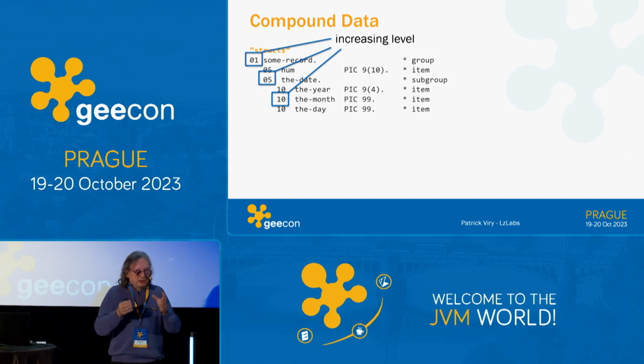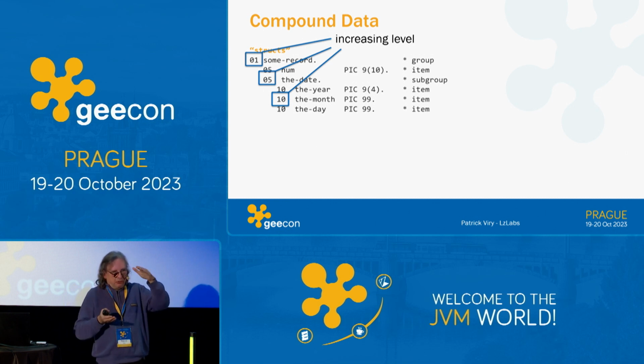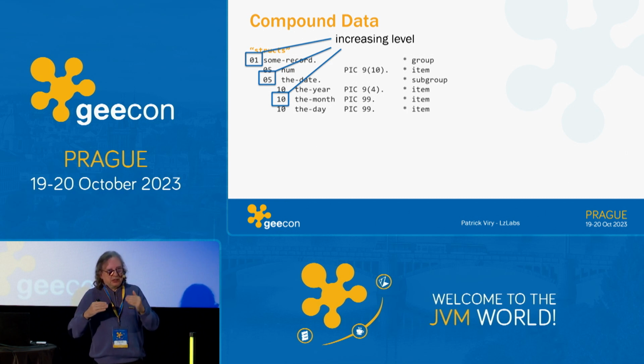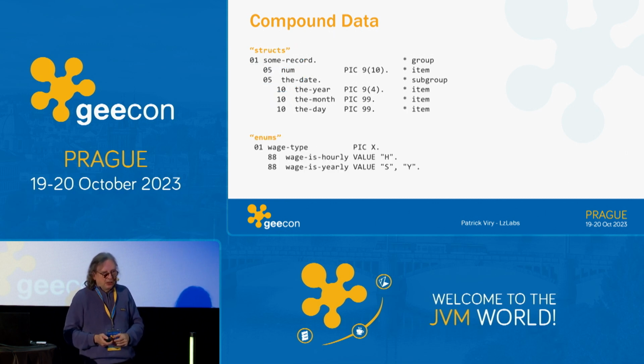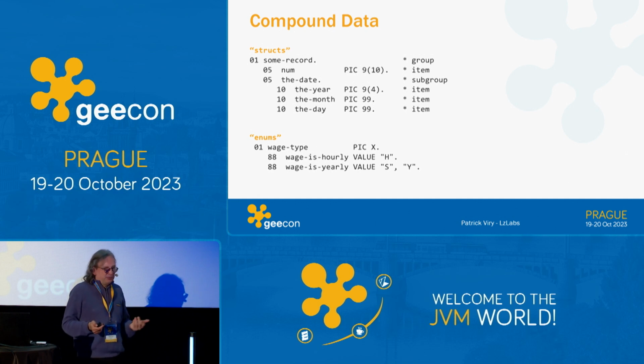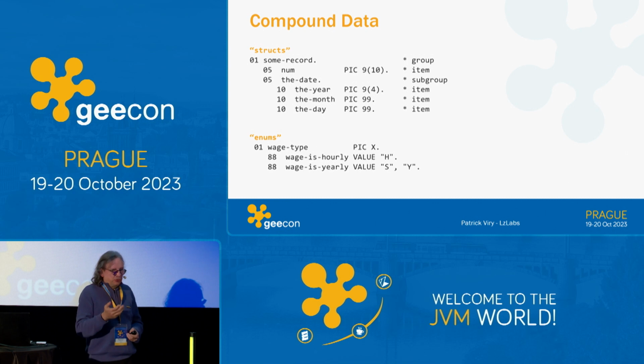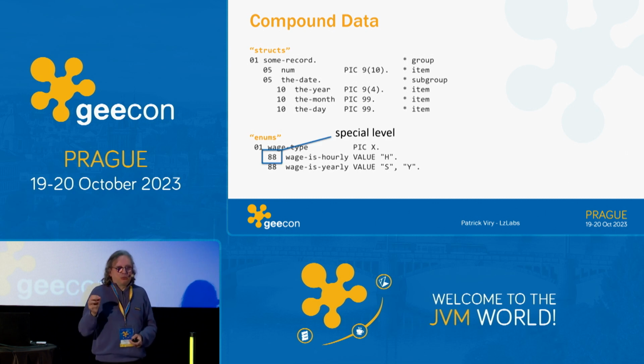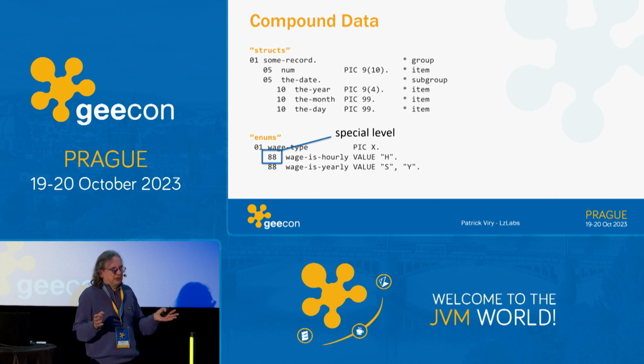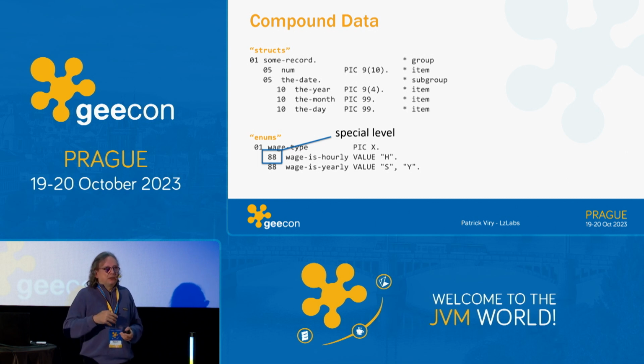Okay? So this is like a big record with a number. So each elementary item is defined by a picture clause. Okay? And it contains a subgroup or substructure with year, month, day. You can also define things like enums. They always have some tricks. So the trick here is to use a special level number. 88 is not just a level number like any other. It means that the values are the enumerated values here. Okay. 77 is also a special level number, and so on.